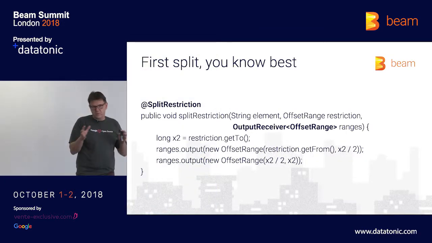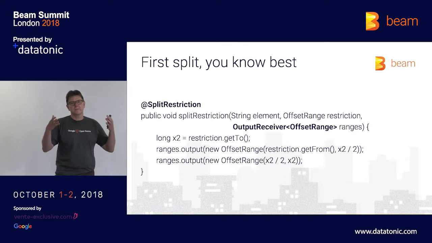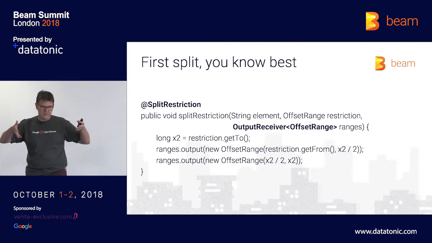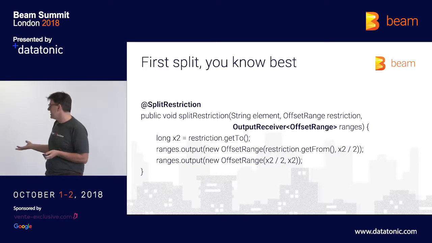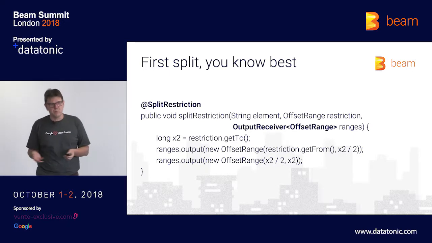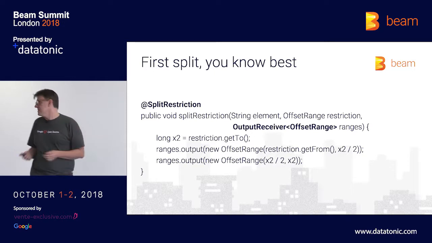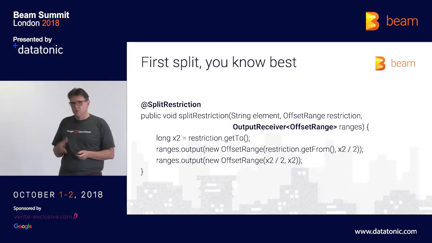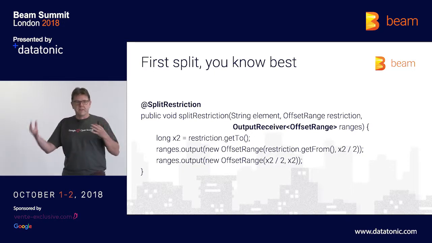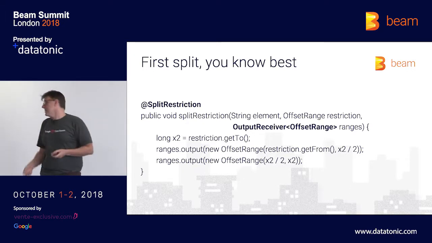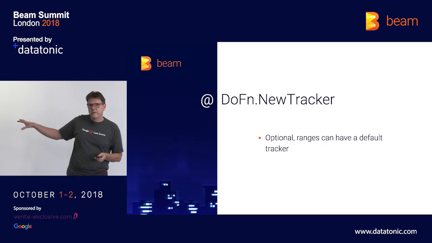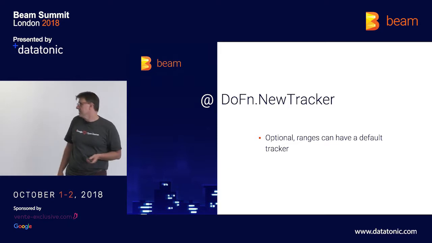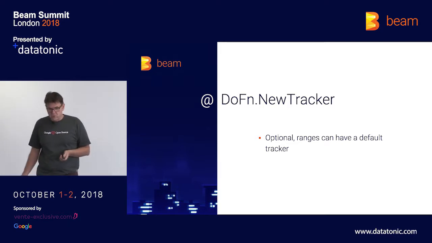And so your restriction is defined by a range. In the example, offset range is one of the ranges that are supplied out of the box, from 0 till size, for example. It always comes with a tracker, and the tracker actually does all the housekeeping. You have the option to define or parameterize those things in your code, but it's also optional.